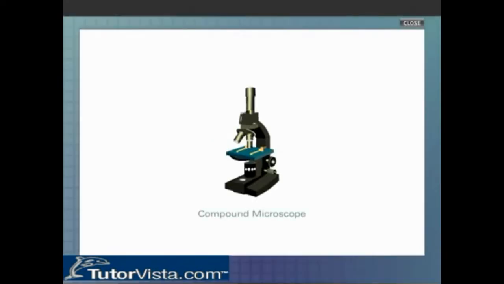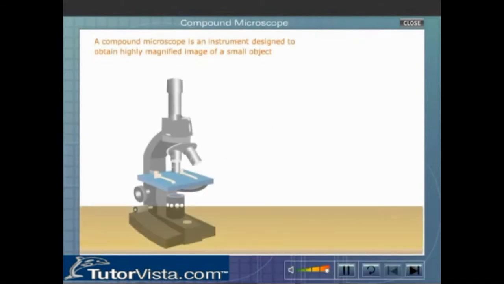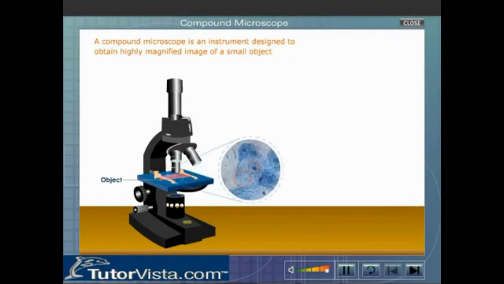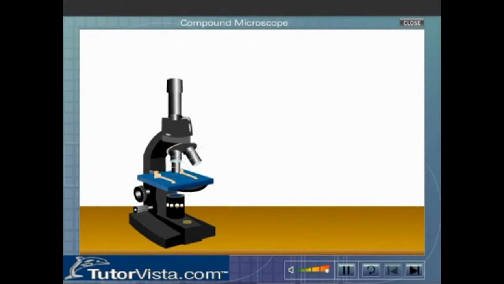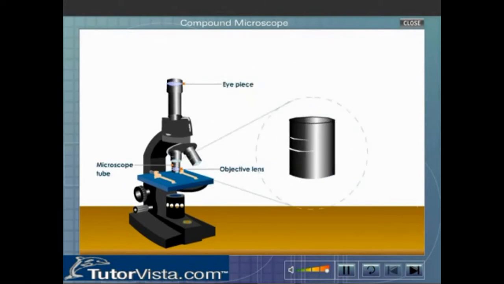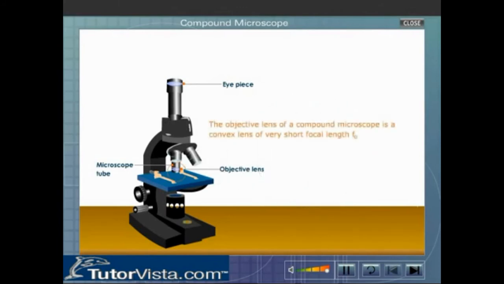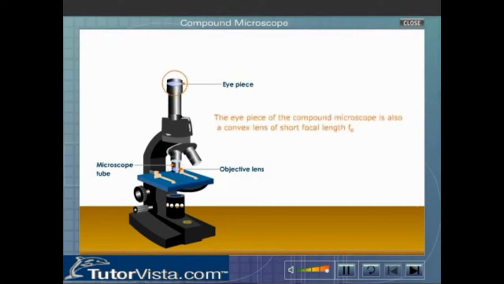Compound microscope. A compound microscope is an instrument designed to obtain a highly magnified image of a small object. A compound microscope consists of an objective lens, eyepiece, and a microscope tube. The objective lens of a compound microscope is a convex lens of very short focal length, FO. The object to be viewed is kept very close to the objective lens. The eyepiece of a compound microscope is also a convex lens of short focal length, FE. The focal length of the eyepiece is slightly greater than that of the objective lens.